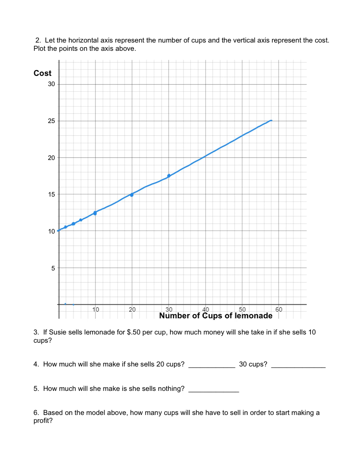Now let's go ahead and from here, we are going to answer these questions on number 3. If Susie sells lemonade for 50 cents per cup, how much money will she take in if she sells 10 cups? So she's selling it for 50 cents per cup, right? And we want to know how much she's going to make if she were to sell 10 cups. So 0.5 times 10, how much will she make? If you were to do that, you would end up with $5.